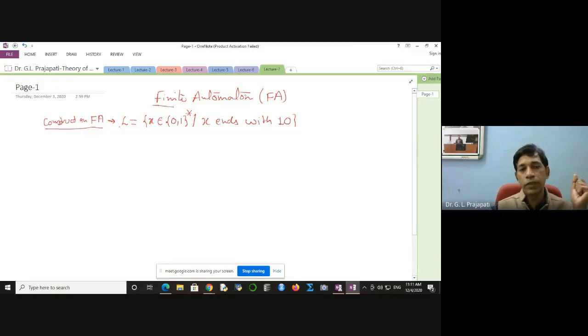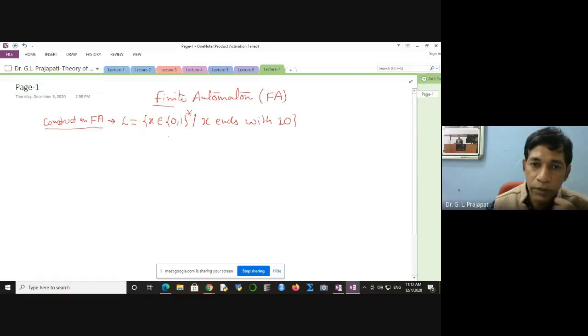We are going to construct the FA for the language which has the set of strings x, taken from {0, 1}*, such that x ends with 10. So you have seen that once you go for the finite automaton, it means we are going to define the set of transitions in the FA. And how can we define the transitions?